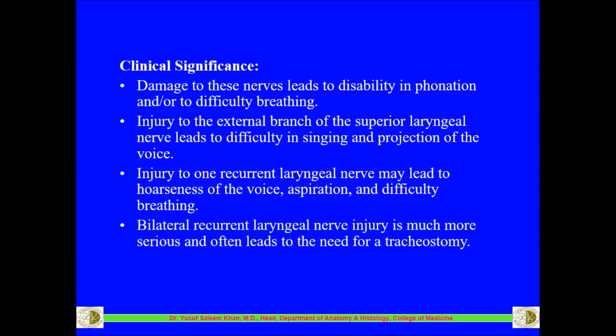Okay, then you have to do a tracheostomy to keep the person alive, because it will injure all the muscles of the larynx except the cricothyroid. Okay, so that's the importance of the nerves which are beside the thyroid gland. So when you are doing a thyroidectomy, you should be very careful about these two nerves, especially the recurrent laryngeal nerve.